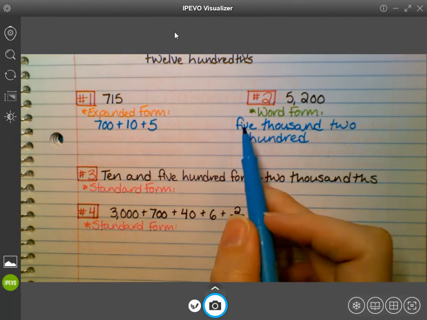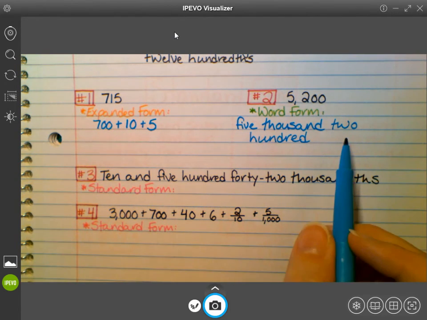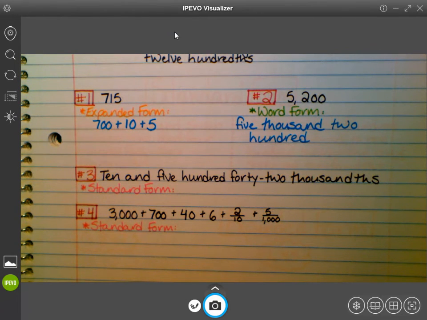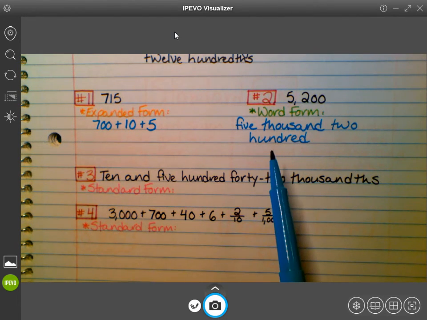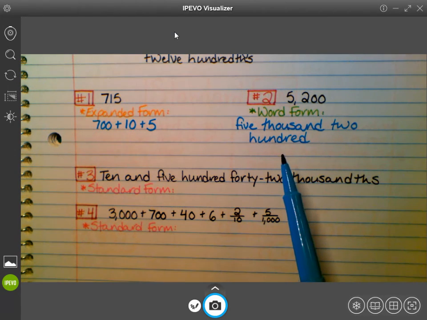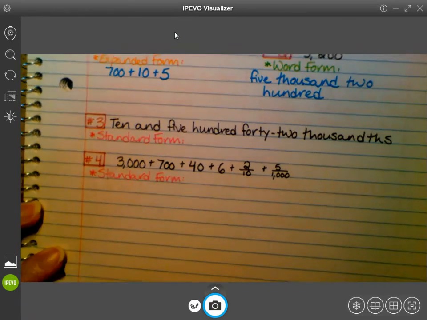And notice I did not use the number 5 to replace the word 5 or the number 2 to replace the word 2. In word form, I should see no numbers. I should just see words. Now, if you had a number that had a decimal in it, I shouldn't even see a decimal point. I should see the word and. Yep. How many of you got number 2 correct? 5,200. How many of you got that correct? Awesome.